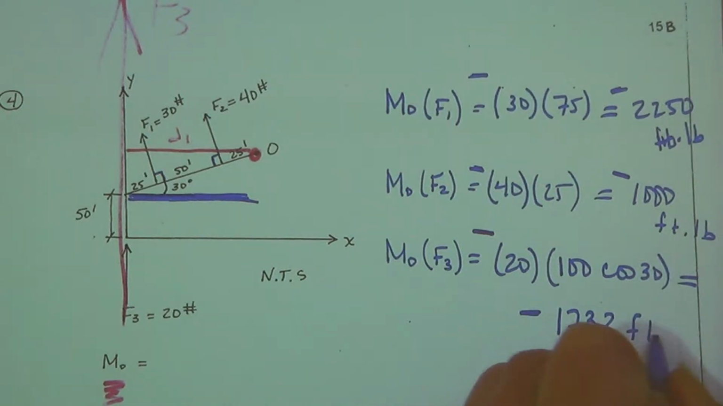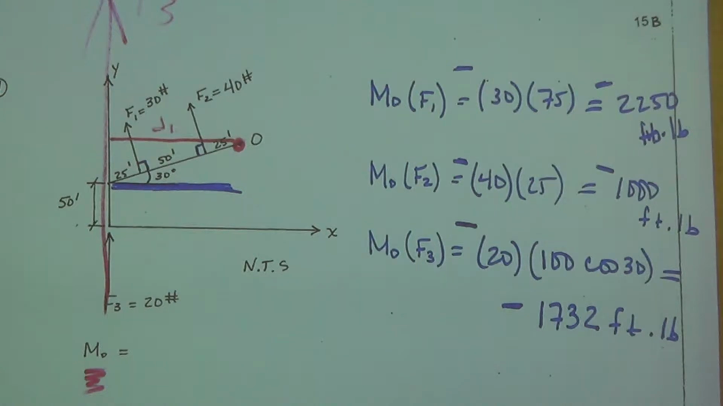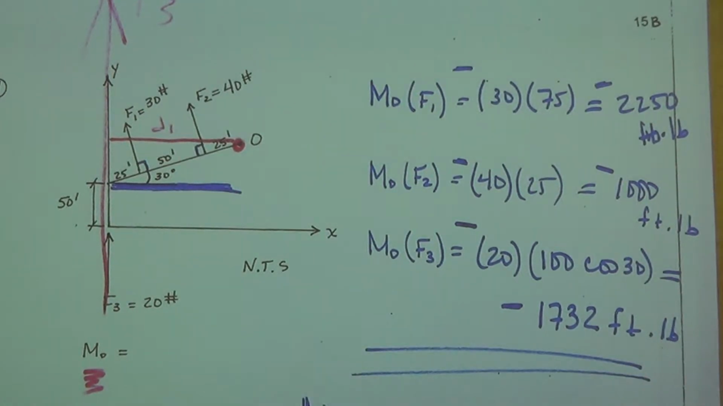1732 foot-pound. So in this particular case, there are 3 forces acting on this problem, and each one creates a moment about point O, right? And now, do we need to add them up? Yeah, we need to add them up, because in the end, the moment about point O is a sum total of this. So what does that turn out to be? 4982 foot-pound.